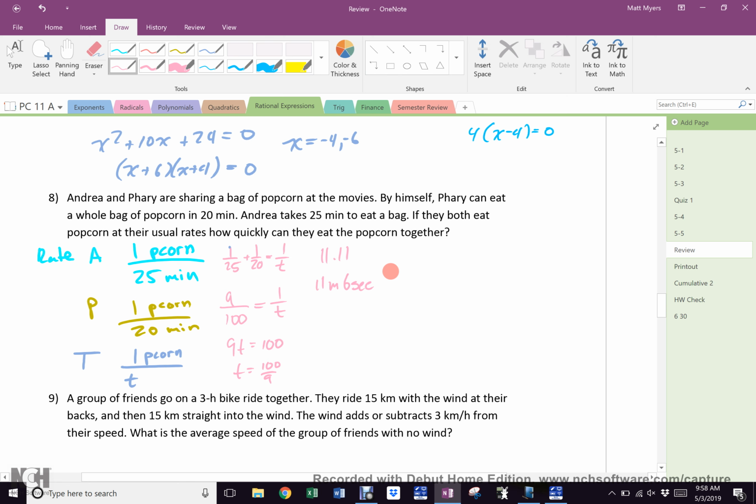Everybody cool? To get seconds again, you divide by 60. No, you multiply by 60. 0.11 times 60. Okay. Right?